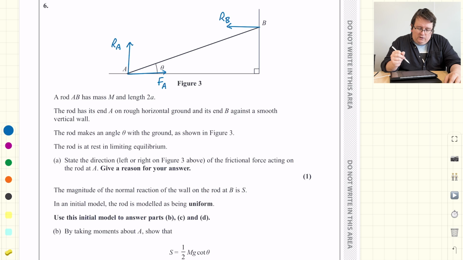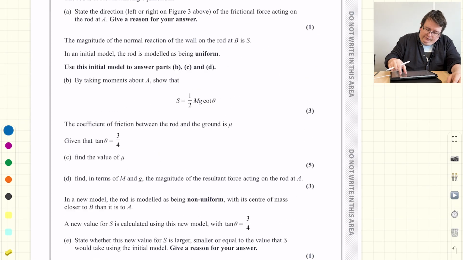Let's call that RB. The rod makes an angle theta with the ground, as shown in figure 3. Oh, by the way, there's no frictional force at B, because remember it says it's against a smooth wall. The rod is at rest in limiting equilibrium. Part A, state the direction, left or right on figure 3 above, of the frictional force acting on the rod at A. Oh, I've already identified it's going towards the right. Okay, so how are we going to write that in words?